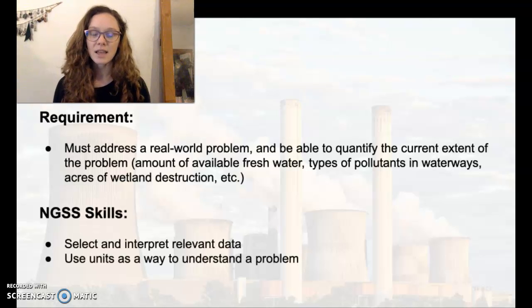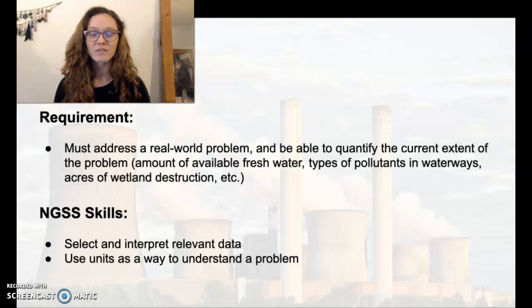And the skill that that relates to, like I said, the next generation science standards have a lot of really great skill language, and so I wanted to tie that in as well. Some of the skills that they need to display are to select and interpret relevant data.